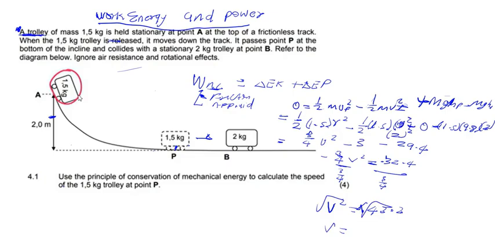So we use the square root, then the velocity will be the root of 43.2, which is 6.57 meters per second at P. Okay, this is our final answer.